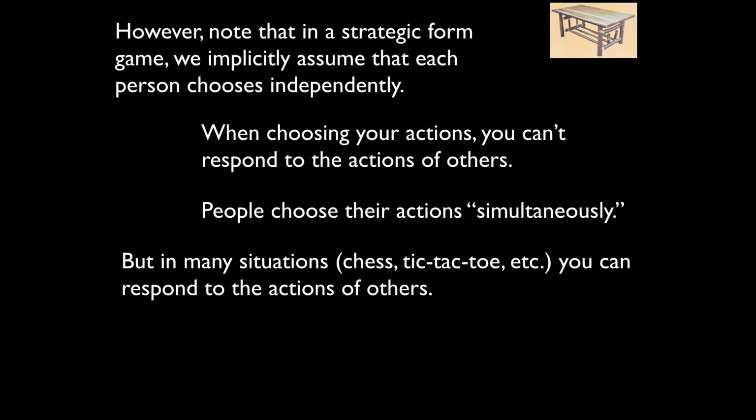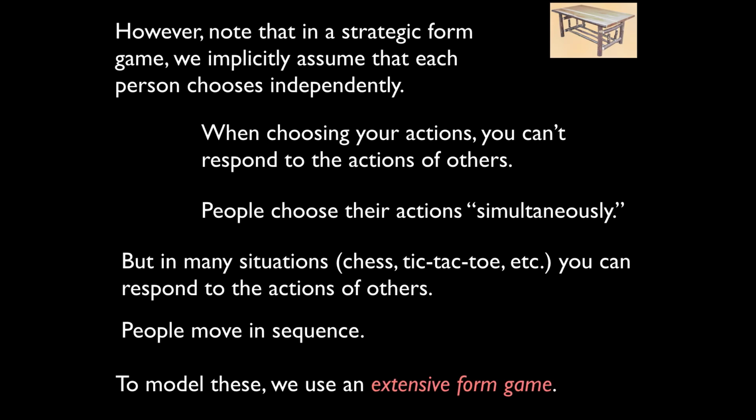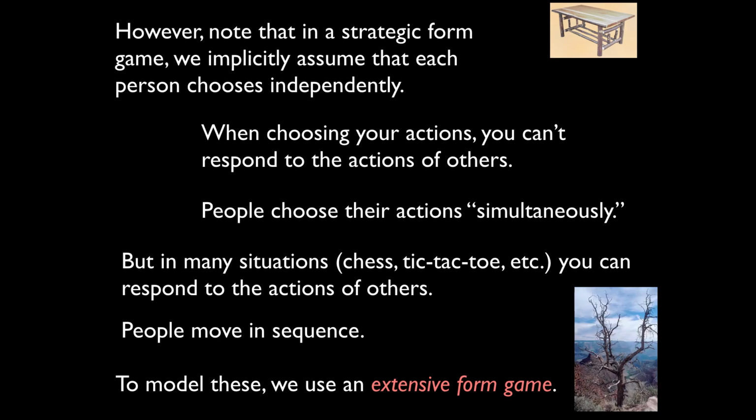But in many situations, you can respond to the actions of others. So that's the next thing we'll be doing. We'll look at how people move in sequence, and there's a different model for this. We'll talk about it next time. The model for that will be called an extensive form game, or a tree. So we have models of strategic form games, your tables. These will be extensive form games.